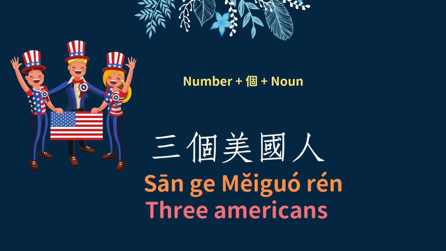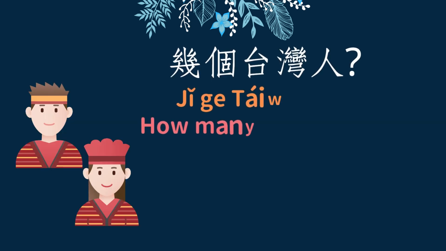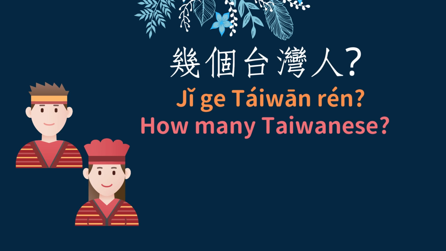So the sentence here, 3个美国人，3 Americans. 3 is a number 3. 个 measure word, 美国人 noun. 3个美国人。Quantity questions are phrases for asking questions like how much or how many. You will need to use a question word 几 with measure word for this.